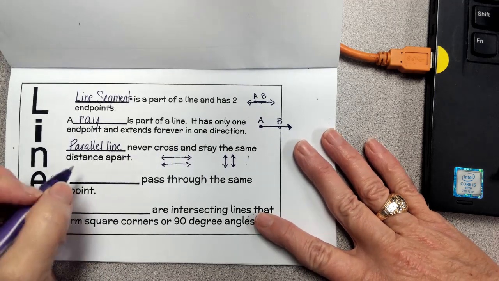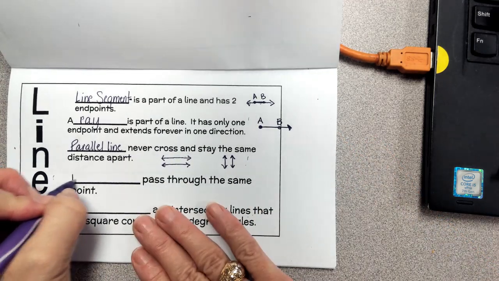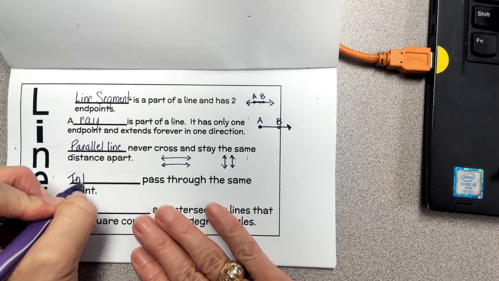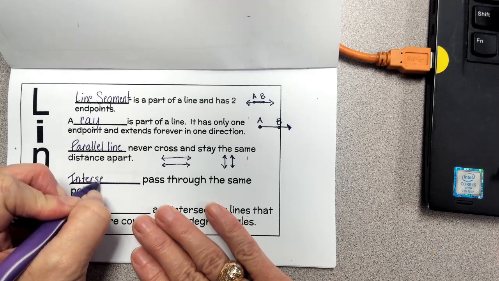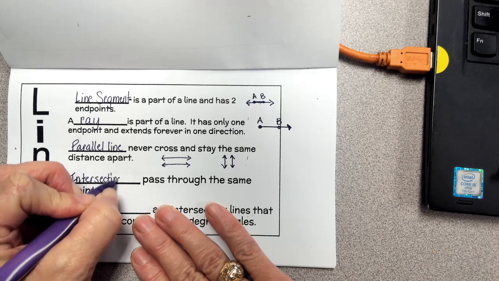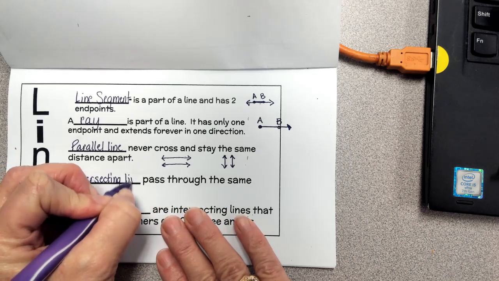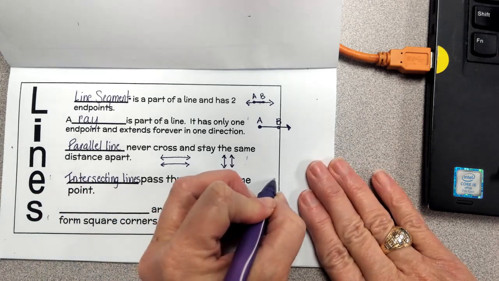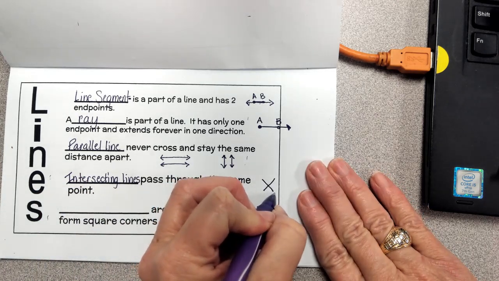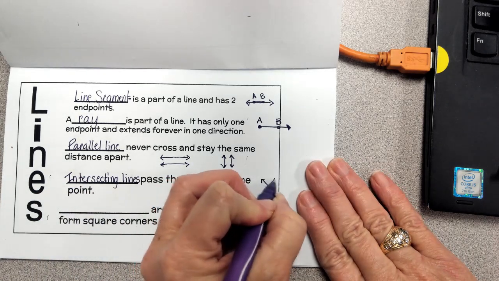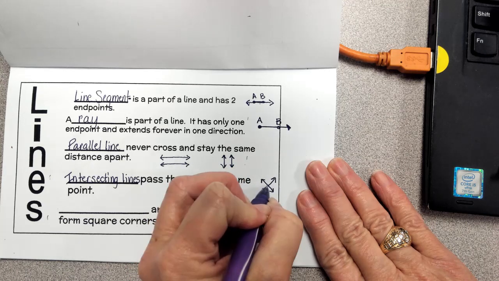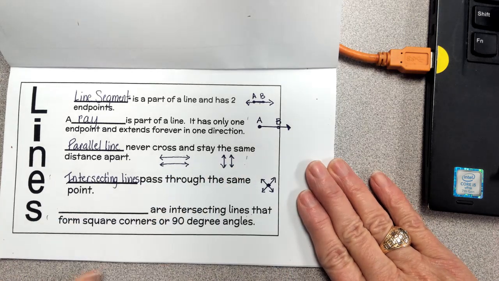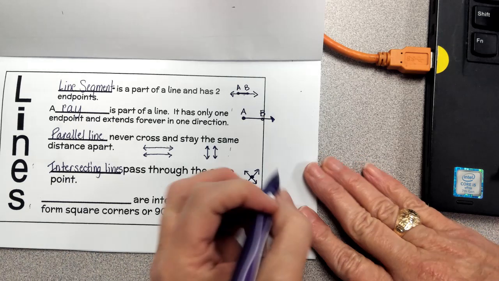Alright, so the next thing that we're going to fill in would be intersecting lines. Intersecting lines are lines that pass through a common point. So that would be like your X, because your X, your letter X, you have this common point where things are passing through.